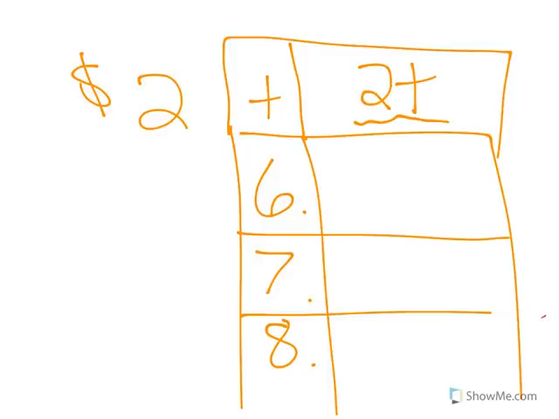So I want you to figure out, this is a problem that you need to do for me for Tuesday or for tomorrow. I want you to solve for 6 tacos, 7 tacos, or 8 tacos. That's your assignment. And I will see you tomorrow or Tuesday.